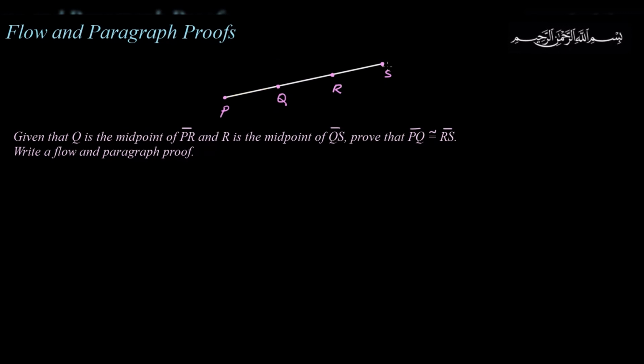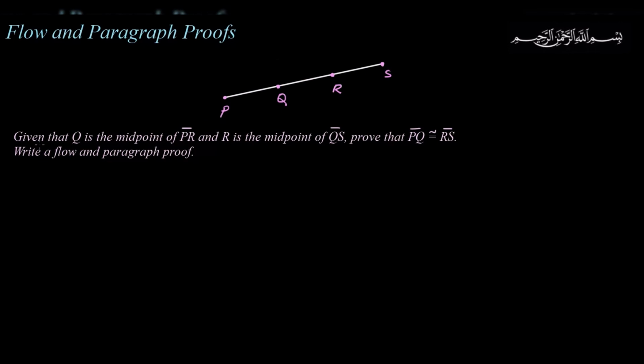and so we're asked to prove that PQ, which is over here, is congruent to RS over here. Okay, and our instructions are to write a flow proof and a paragraph proof. So we're asked to write the same proof in two different forms: a flow proof, which is like a diagram proof as we did last time, and a paragraph proof, which I shall introduce to you next. So let's reread this question and see what we have.